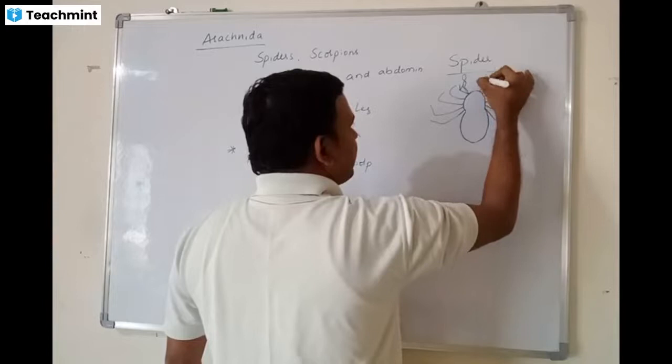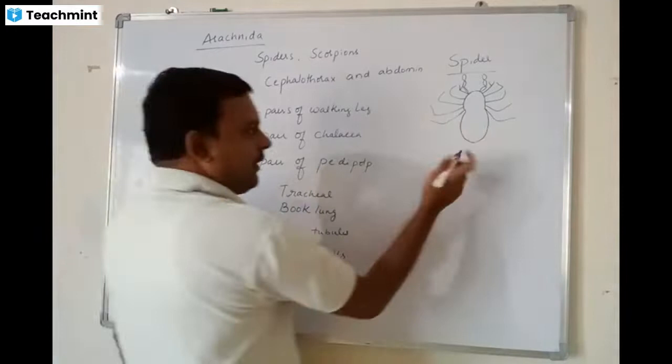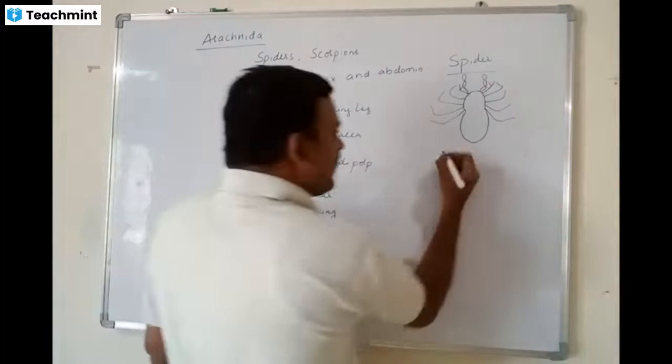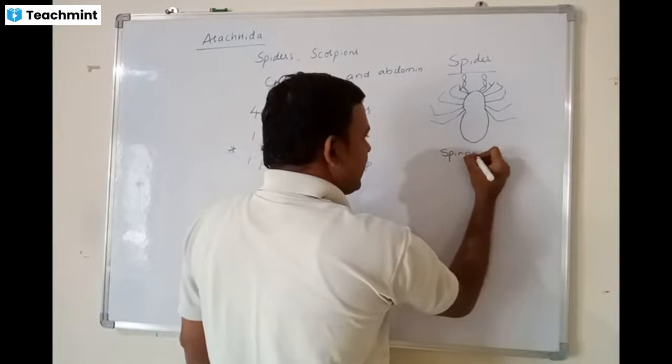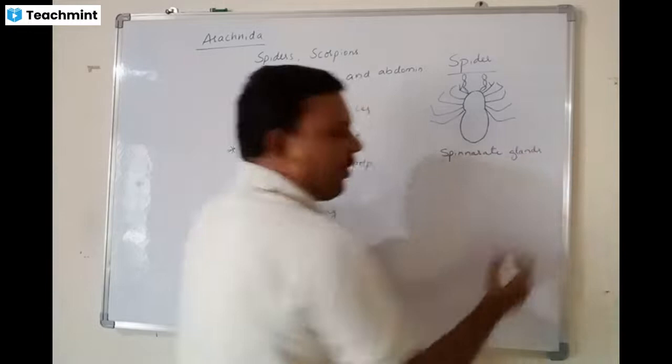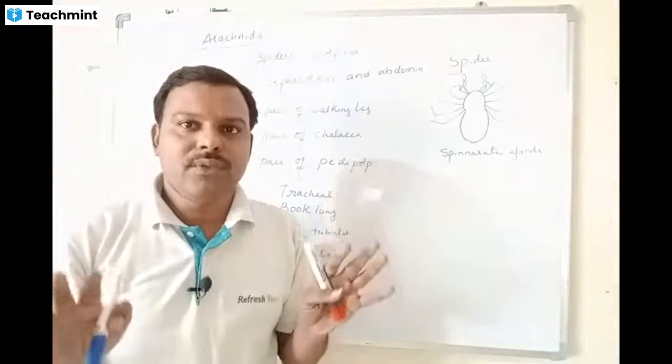And the uniqueness of the spider is that in the abdomen there is a gland which secretes the web. We call it a spinneret gland. They are the ones who secrete this web. The web is important for spiders to capture the prey. Okay. Now moving on to the scorpion.